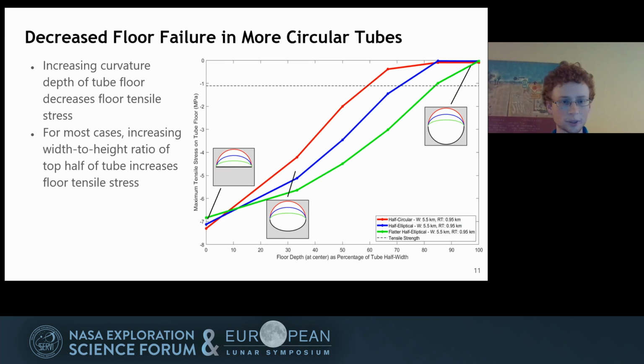These are the results of my models with different tube shapes. I found that increasing the curvature depth of the tube floor decreased the floor tensile stress and made failure less likely, and increasing the width to height ratio of the top half of the tube increased floor tensile stress. You can see this in this plot: the y-axis is showing the maximum tensile floor stress. The x-axis is the floor depth, and the different colored lines are showing the different top half shapes that I used.